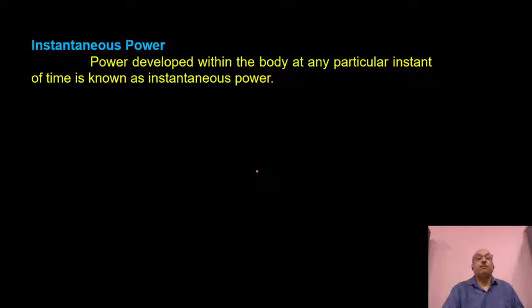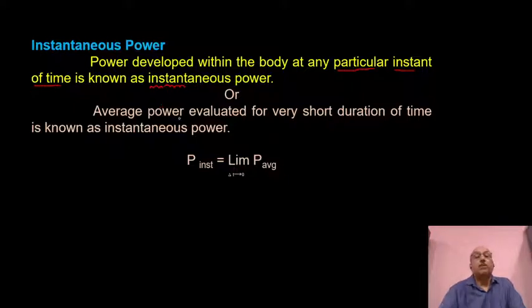The second point of power is the instantaneous power. The power developed within the body at any particular instant of time is called instantaneous power. Or the average power evaluated for a short duration of time is known as instantaneous power.